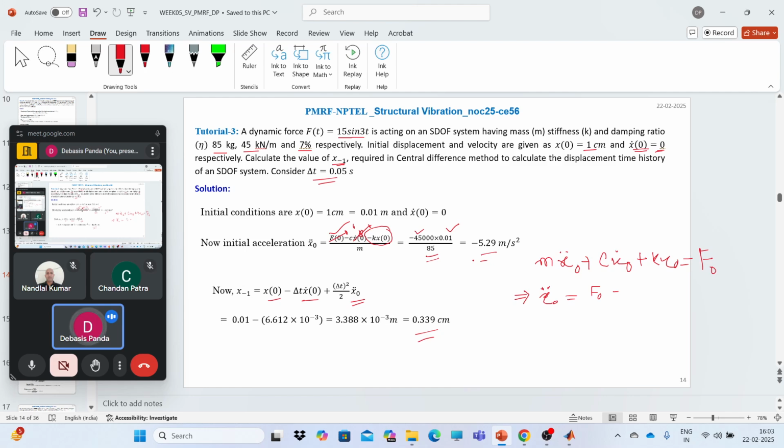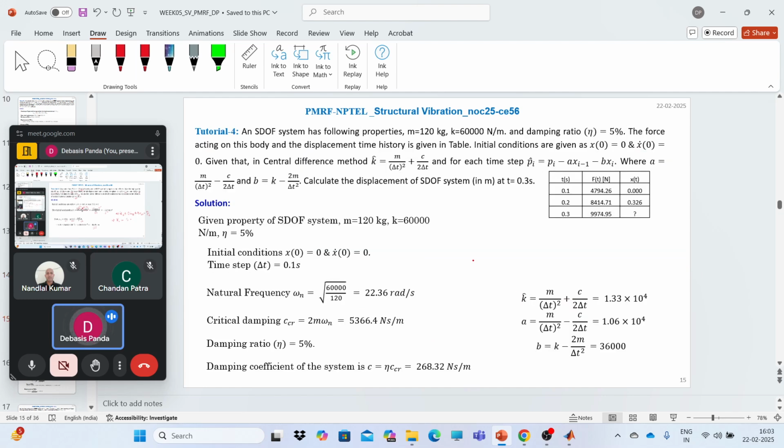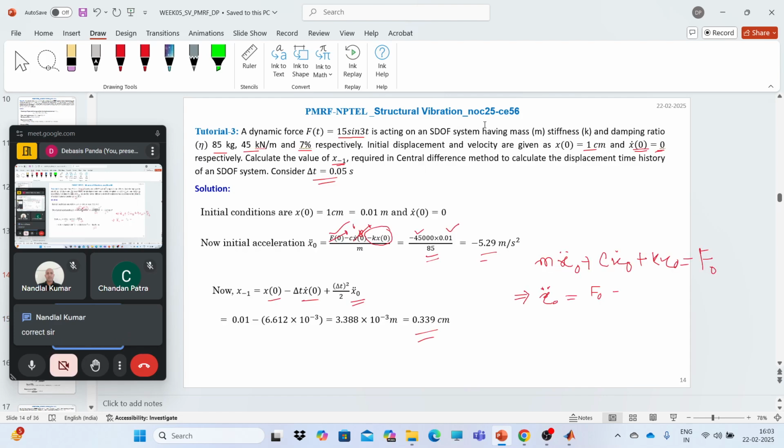Okay, so we'll come back to this slide again, and now we'll try to recalculate it if there is anything wrong. There is another problem from the central difference method, which says an SDF system has the following properties. The mass is given, the stiffness is given. Okay, thank you for the confirmation.